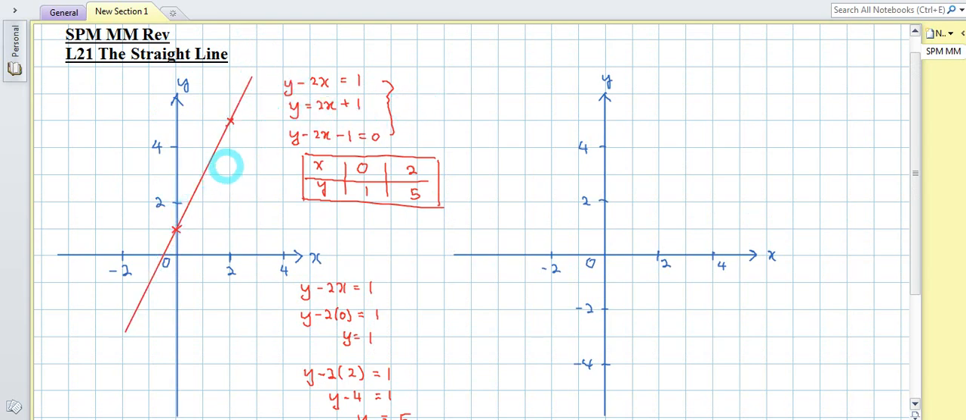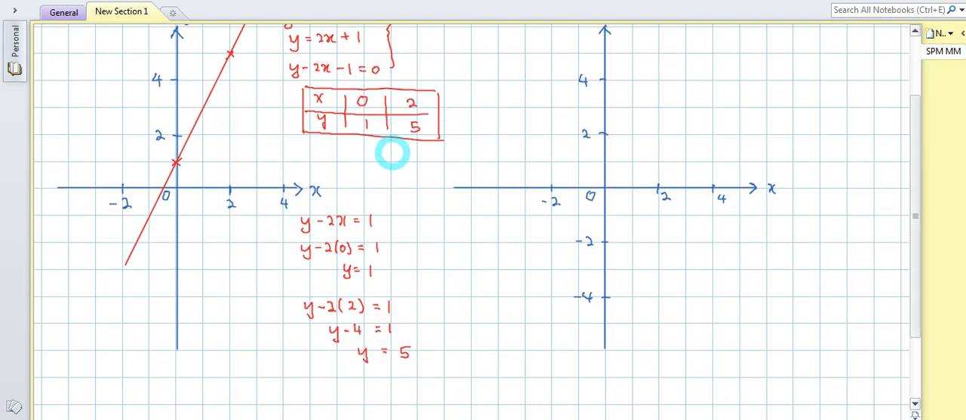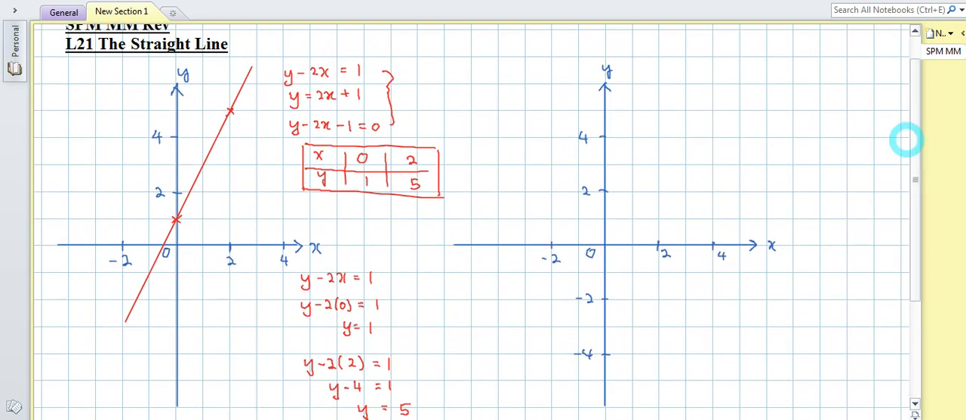Okay, so this will be the straight line. y minus 2x is equal to 1. So this one, if you rearrange this equation in this form, you will get this. Let's say if you rearrange the equation in y equal to mx plus c, what do you get? You will get this one, right?